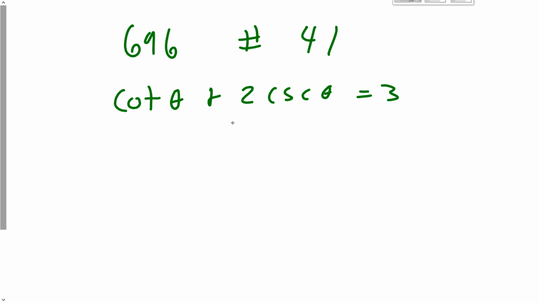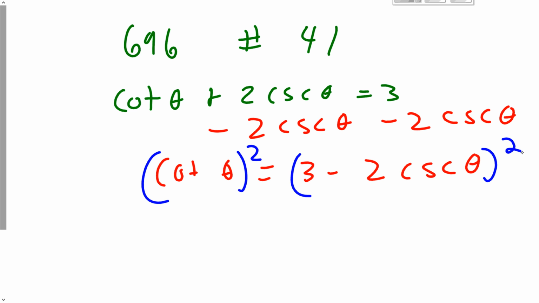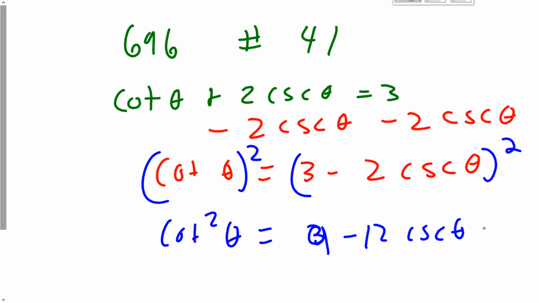Okay, so I'm going to get one trig function to one side. So I got cotangent of theta equals 3 minus 2 cosecant of theta. I can go ahead and square both sides. I'm introducing extraneous solutions, so I need to make sure that I go back and check my answers when I'm done. Oh, so that becomes 9. This becomes negative 12 cosecant of theta, and this becomes positive 4 cosecant of theta squared.